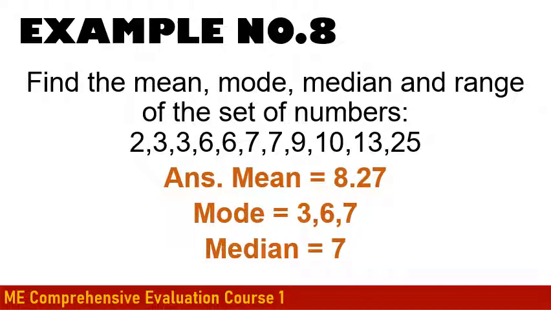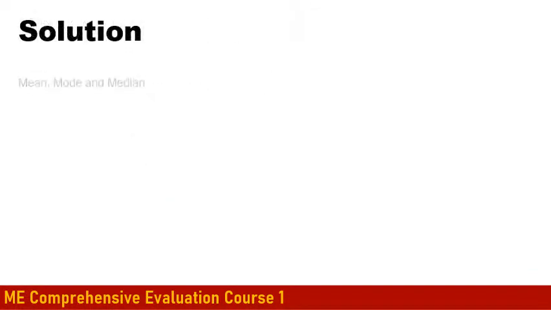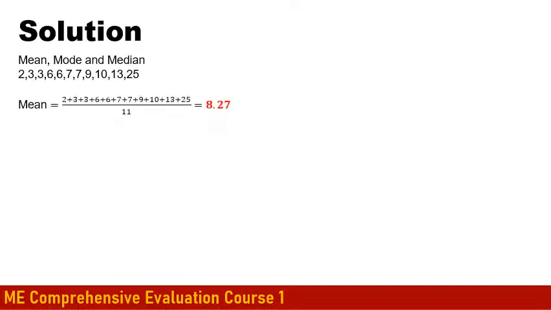Find the mean, mode, median, and range of the set of numbers 2, 3, 3, 6, 6, 7, 7, 9, 10, 13, and 25. For the mean, what we're going to do is just to add all the numbers in the set and divide it by the total numbers. So there are 11 numbers, that's why we would have a mean of 8.27. So the average of these numbers is 8.27.